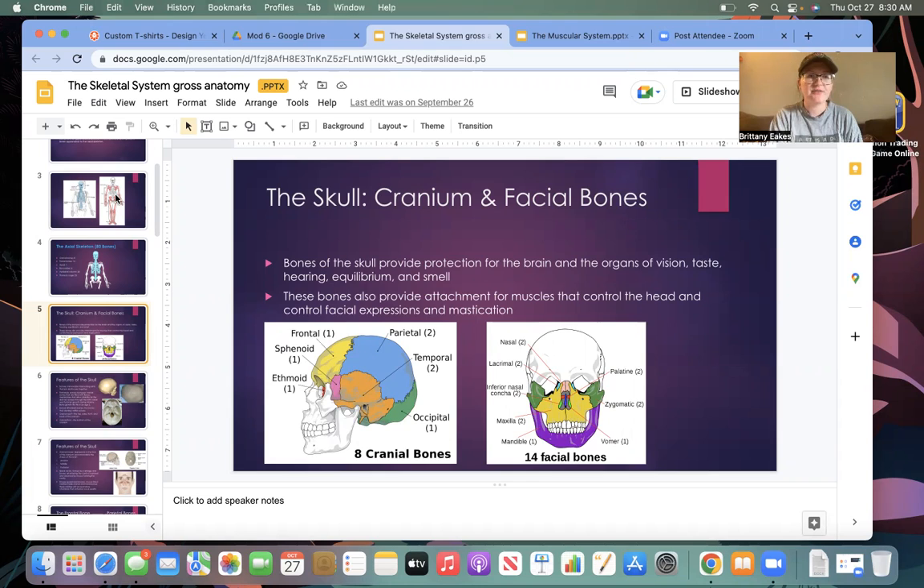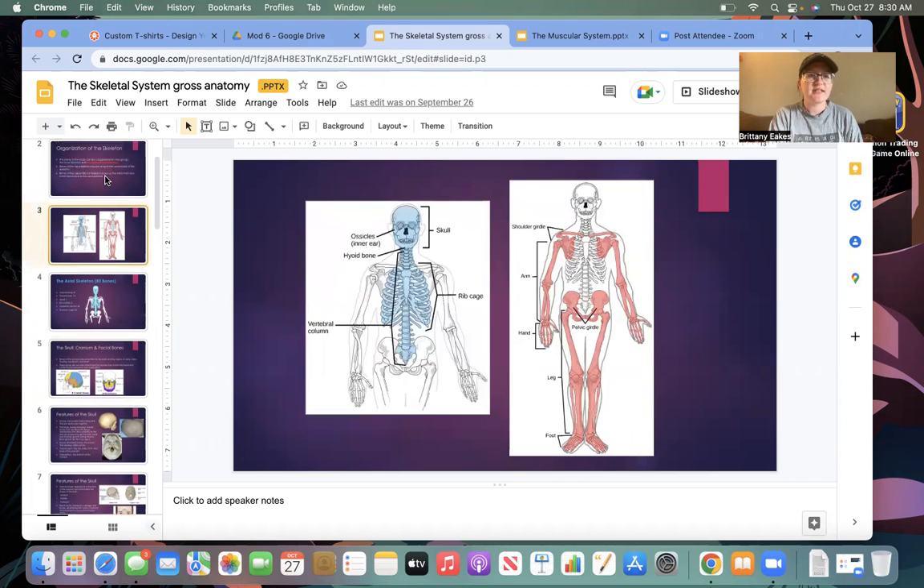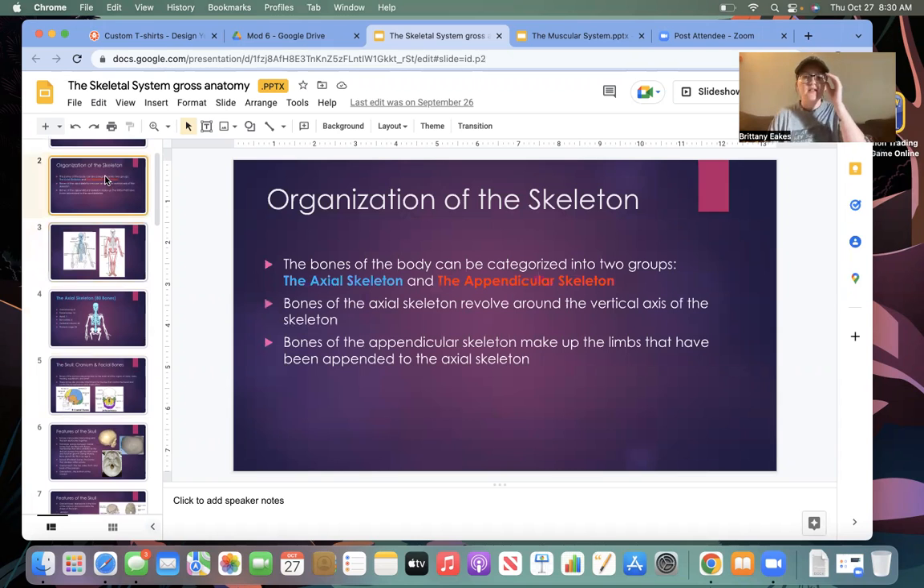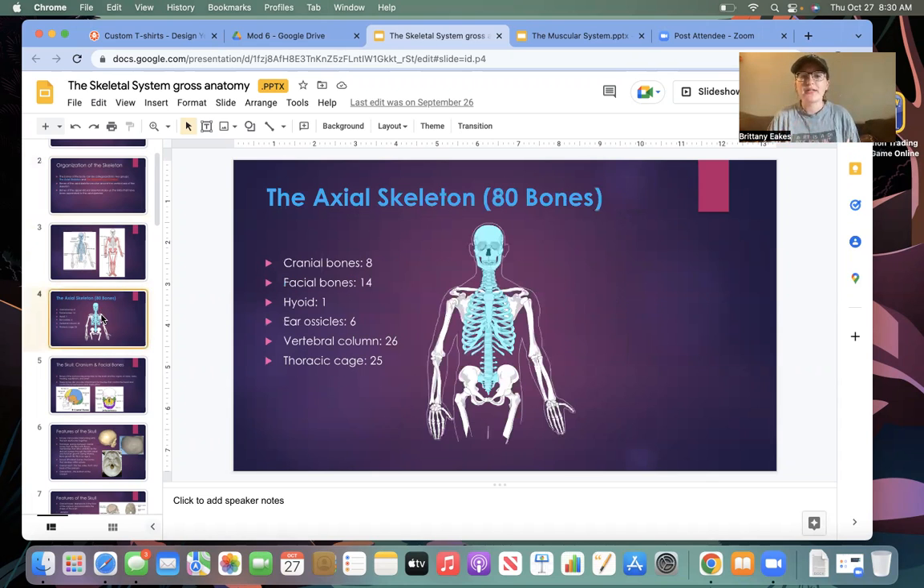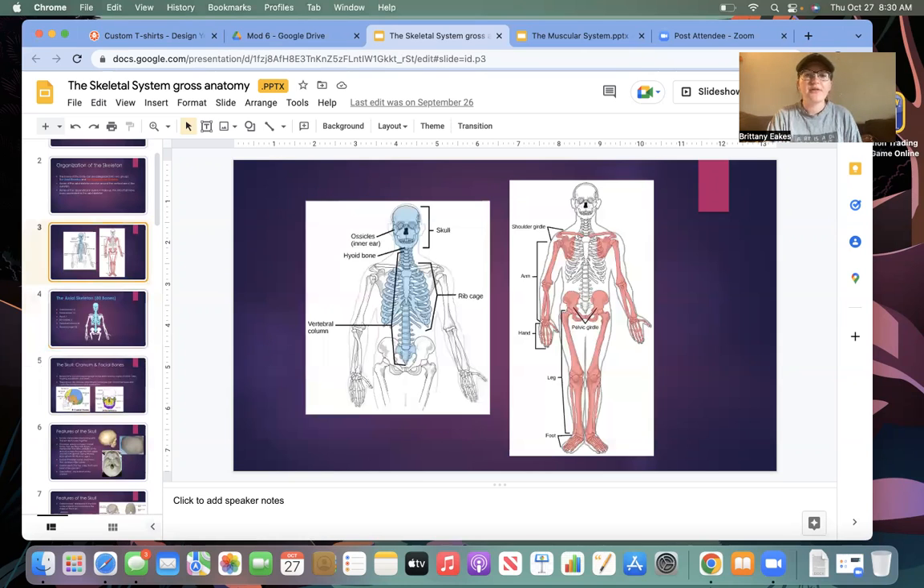So just going back to review, the axial skeleton is the bones that revolve around the vertical axis of the skeleton. So we're talking the bones of the head, the neck, the ribs, and the spine. The appendicular skeleton are the appendages that connect to the axis of the body. So your pelvic and your shoulder girdles and your appendages, your upper and lower extremities.